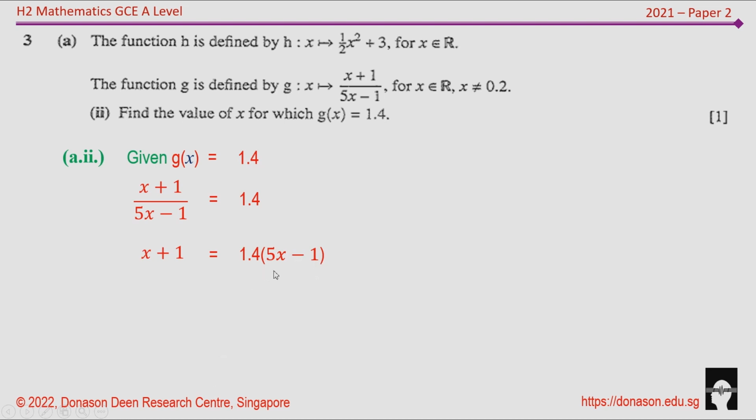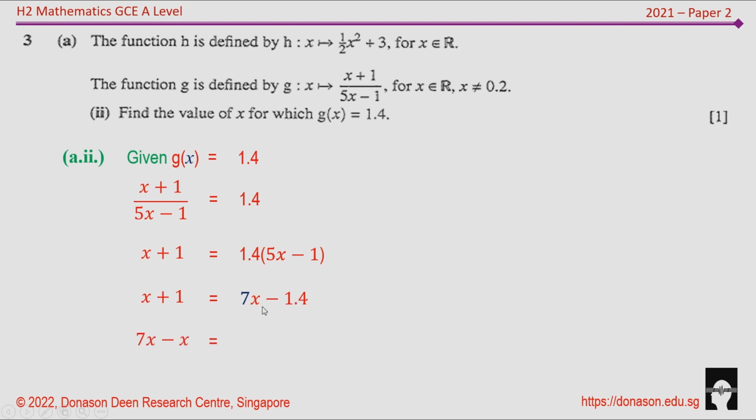Then let's expand this bracket. So x plus 1 would be equal to 1.4 times 5, that's going to become 7, so that would be 7x. 1.4 times 1 is going to become 1.4. Now we have got 7x and on this side we have 1x. So we can throw the x over to this side. So 7x minus 1x is going to become 6x, that's on one side. And then we have got a plus 1. Let's throw the minus 1.4 over to this side. It's going to become plus 1.4.